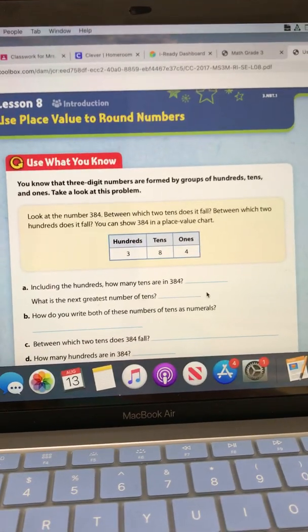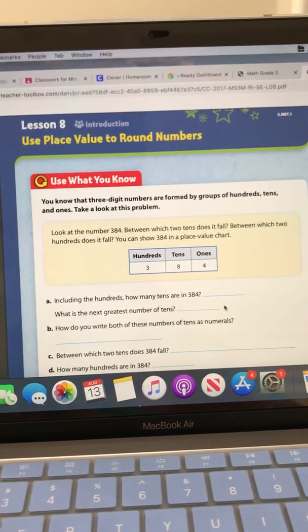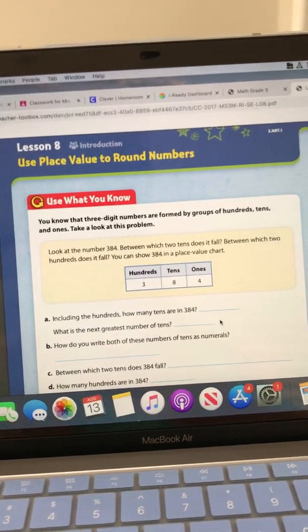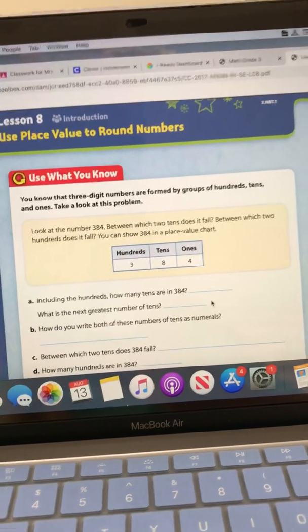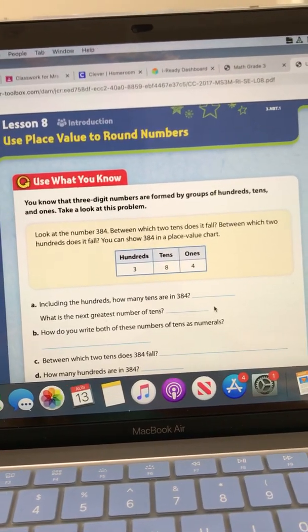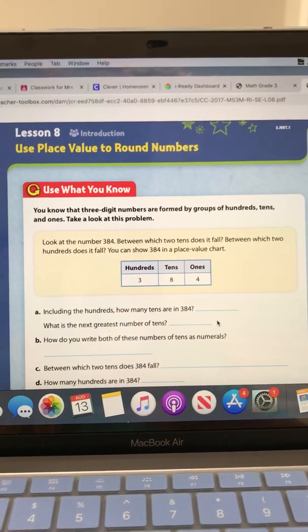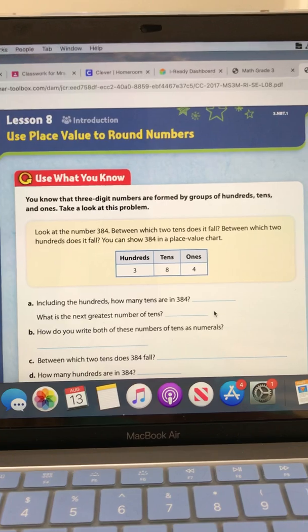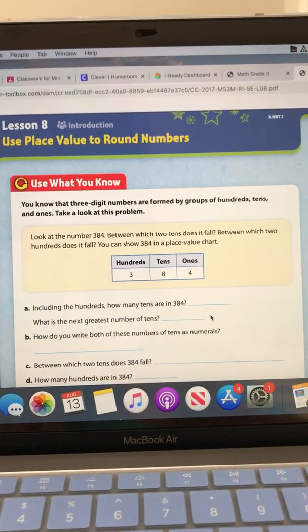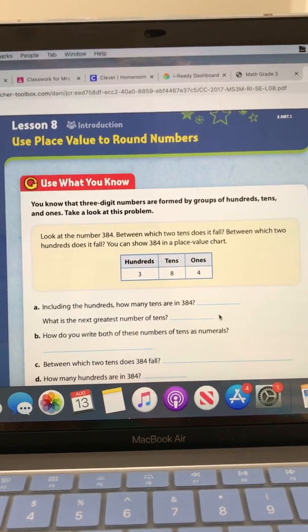Okay, third grade, this week we are using place value to help us round. So we are working on page 70 right now, so I'll need you in your instruction book. It will say third mathematics instruction, and I need you to turn to page 70. It should look exactly like what you see on my screen. It should say lesson 8, use place value to round numbers.